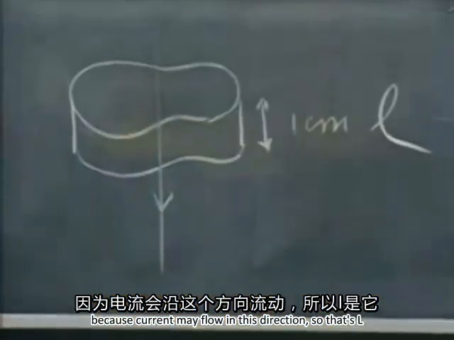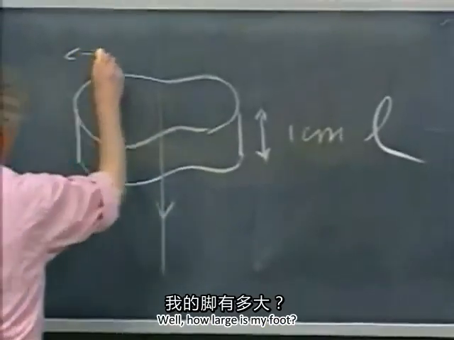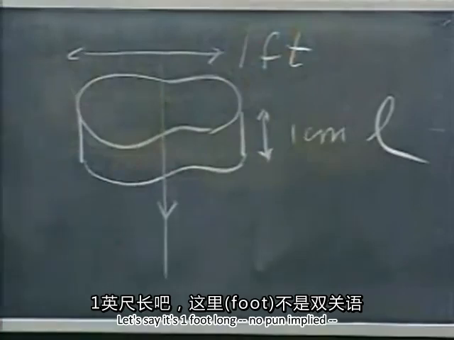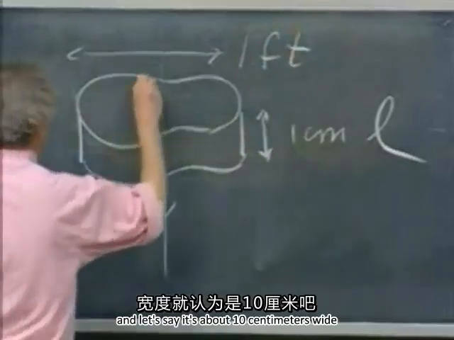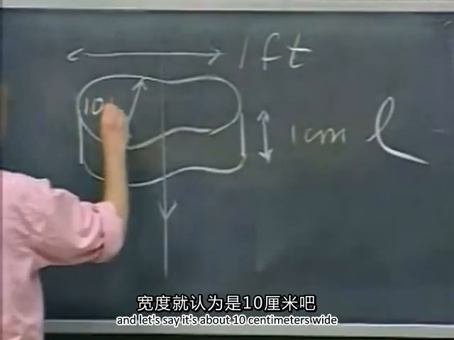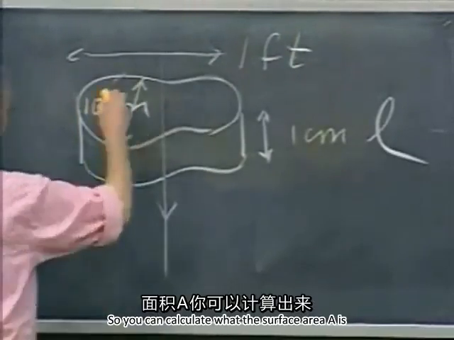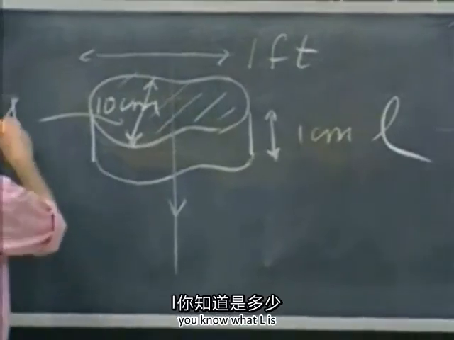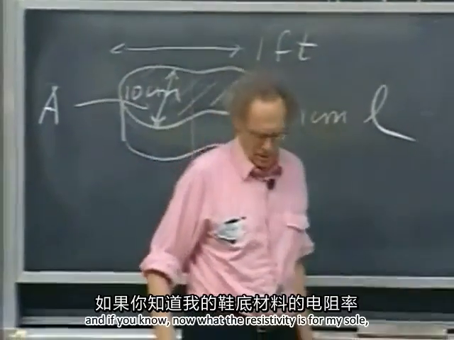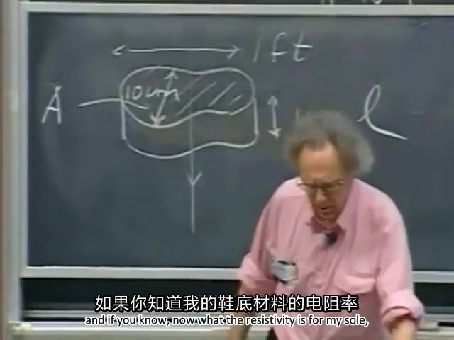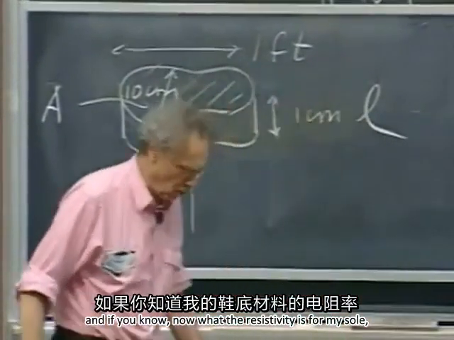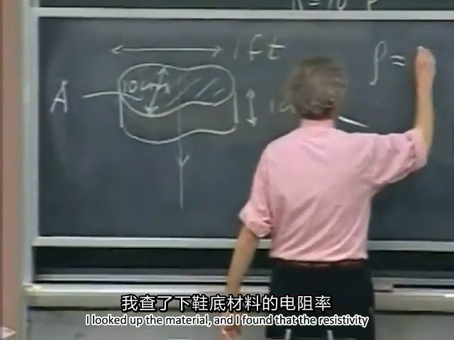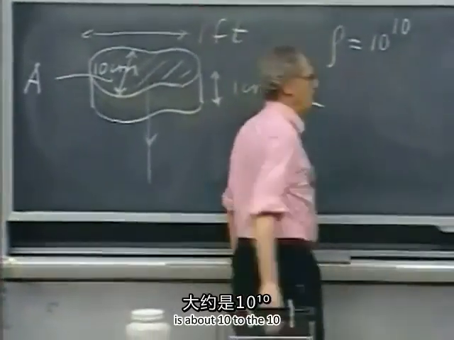So that's L. Well, how large is my foot? Let's say it's 1 foot long, no pun implied. And let's say it's about 10 centimeters wide. So you can calculate what the surface area A is. You know what L is. And if you know what the resistivity is for my sole, I can make a rough guess. I looked up the material, and I found that the resistivity is about 10 to the 10th.